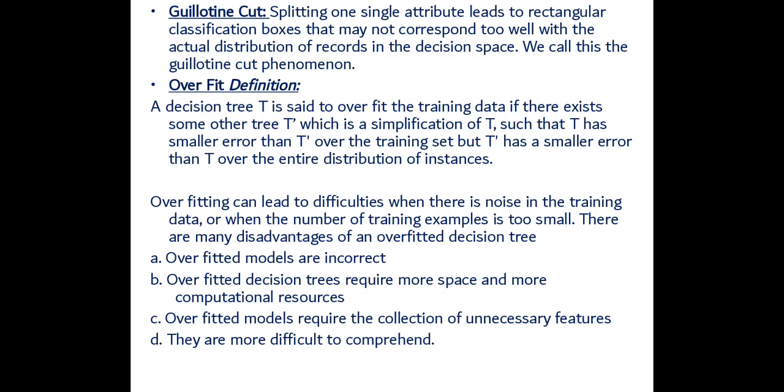There are many disadvantages of an overfitted decision tree. That is, overfitted models are incorrect. Overfitted decision trees require more space and more computational resources. Then overfitted models require the collection of unnecessary features. They are more difficult to comprehend. So in overfitting, as you know, there are errors. We need to remove these errors and all. We can have calculations like mean, median, and mode and all.